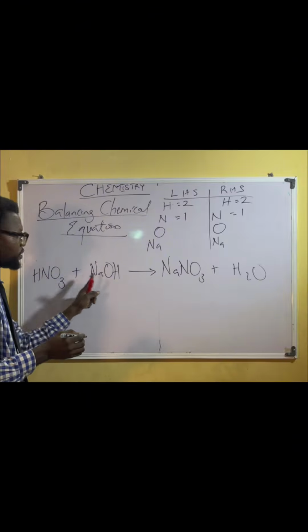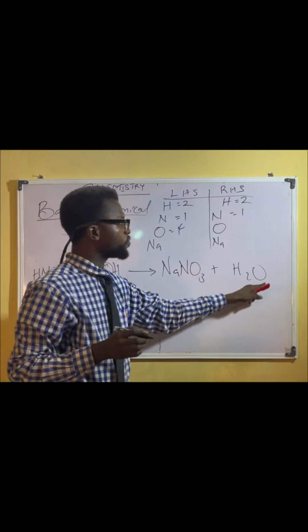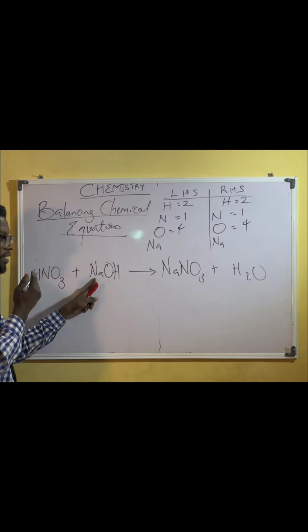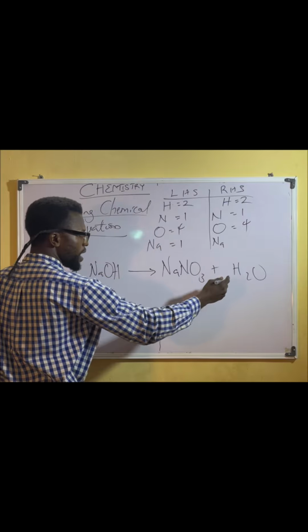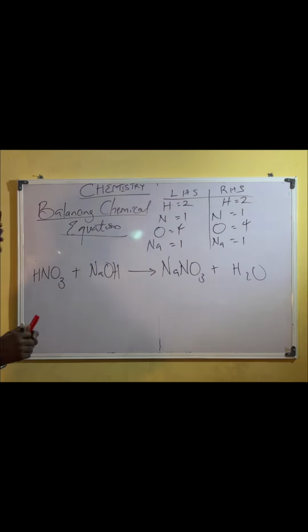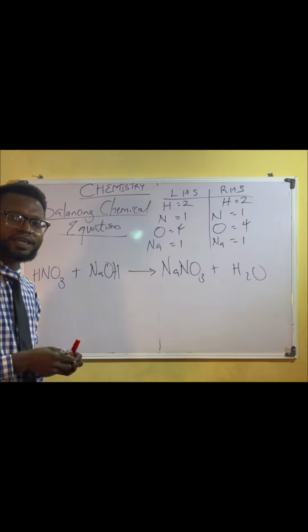Oxygen here is 3 plus 1 here. That is 4 on the left hand side. Oxygen here is 3 plus 1. That's 4 on the right hand side. Then sodium here is 1 on the left hand side. Sodium here is 1 on the right hand side. So when you inspect this table, you see that the number of atoms on the left hand side of the equation equals the number of atoms on the right hand side of the equation.